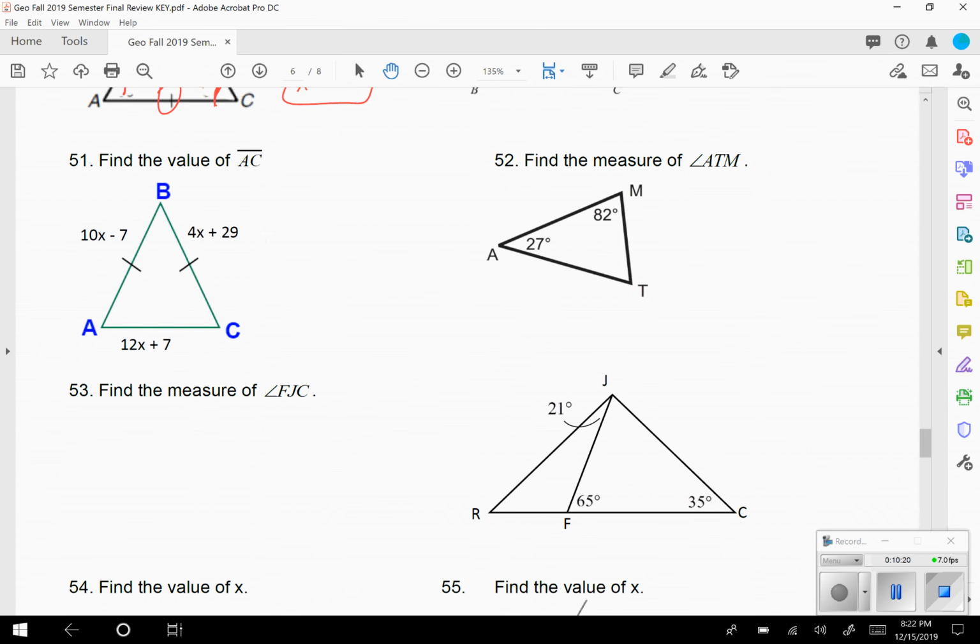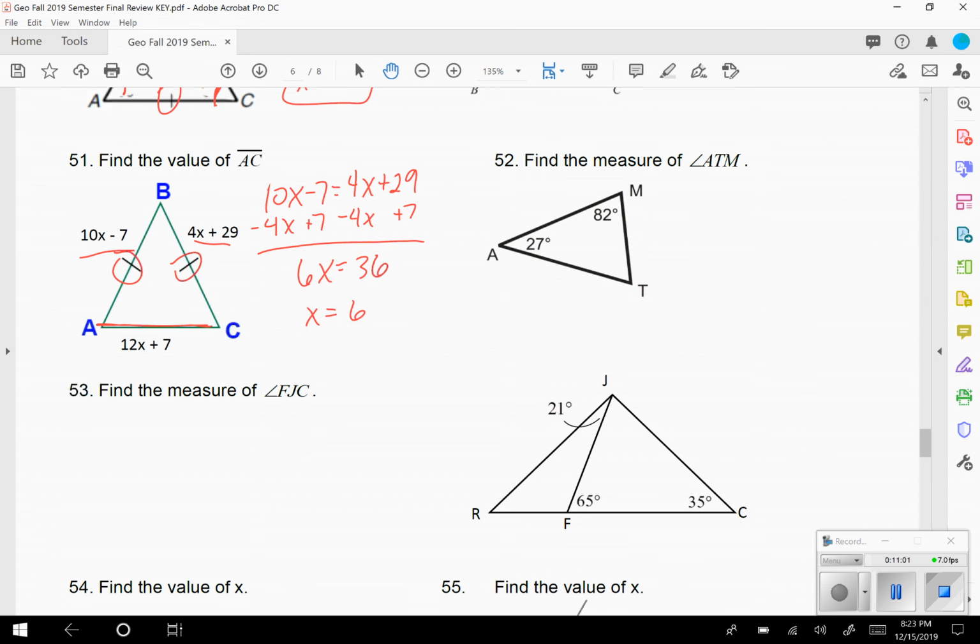Question 51 says find the value of AC. So we're trying to find the length of this side here. Okay, in order to know, we have to know x. And so we have to look at the rest of our triangle here. I see two congruent sides, which means that these two are equal to each other. So I do 10x minus 7 is equal to 4x plus 29. Take away 4x, add 7. So 10x minus 4x is 6x. And if you do 29 plus 7, you get 36. Divide by 6, so x is 6.